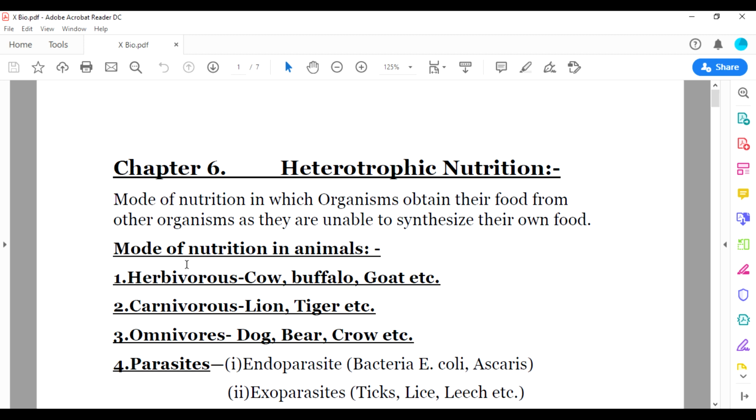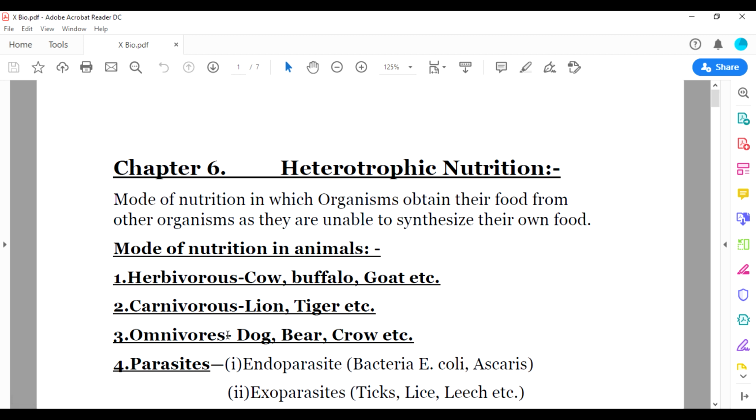Types of heterotrophic nutrition. First is herbivorous. Herb means plants. Those animals that take food directly from plants are called herbivores. For example, cows, buffalo, goat, etc. Second is carnivores. Carnivores are those animals that eat flesh of other organisms. For example, lion, tiger, leopard, etc.